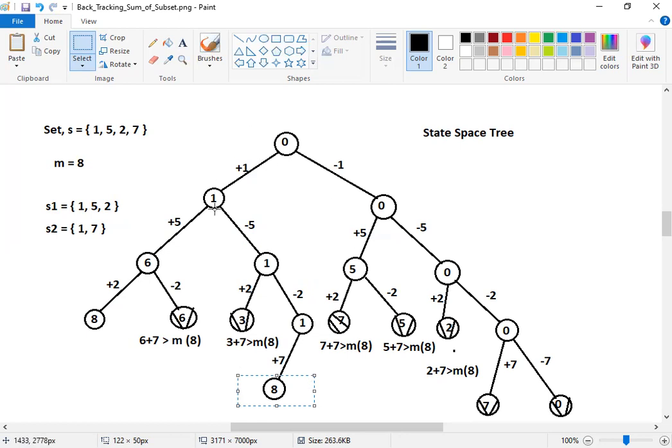For the point of examination, students, if a question comes for 5 marks, then drawing this state space tree will carry 4 marks, and writing the final answer, that is the subsets, carries only 1 mark. So drawing the state space tree with the proper values is very important. I hope you understood the concept here.